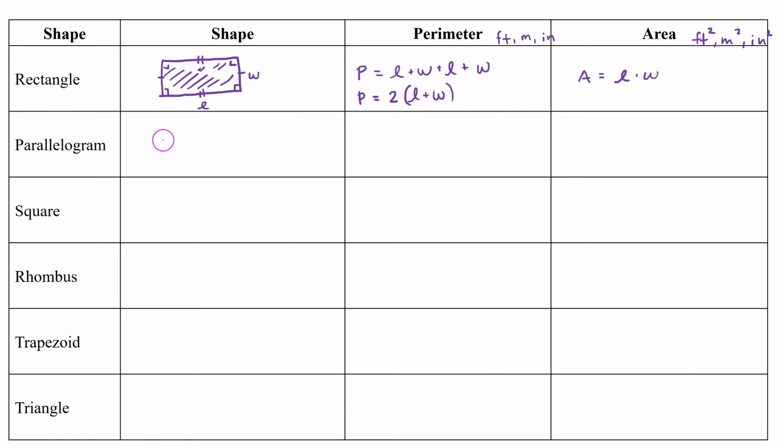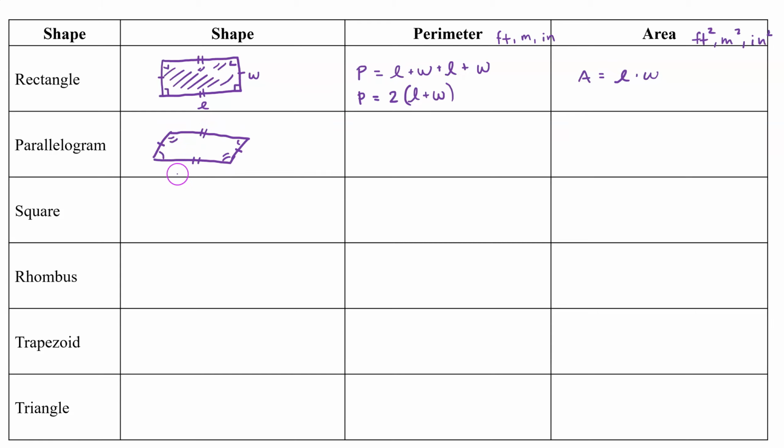Okay, let's look at our second shape, the parallelogram. Parallelogram is simply a rectangle tilted on its side. So we still have 2 sides that are the same length, and then 2 other sides that are the same length. But now these angles are no longer 90 degrees. And we call it parallelogram because these 2 sides are parallel to one another, and these 2 sides are parallel to one another.